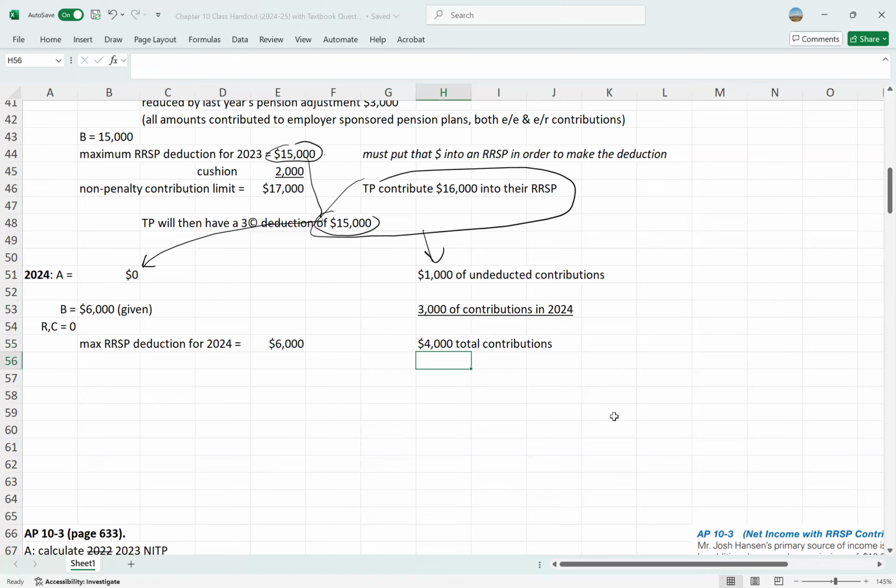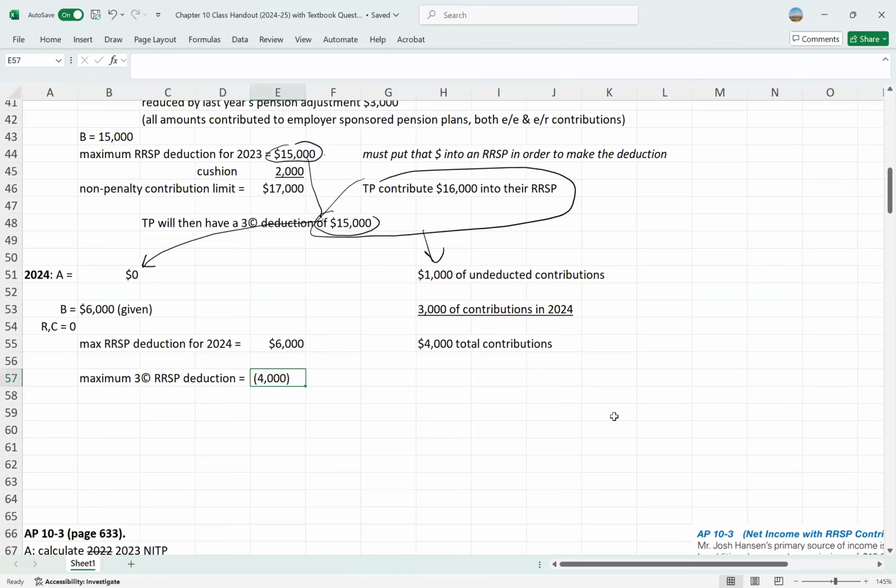So let's say then we're left with this situation. The maximum RRSP deduction is 6,000, but we only have 4,000 of contributions because we didn't have enough money to bring it up to the full 6,000. So what that means is that the maximum pre-C RRSP deduction will only be 4,000 because that's all we have in contributions.